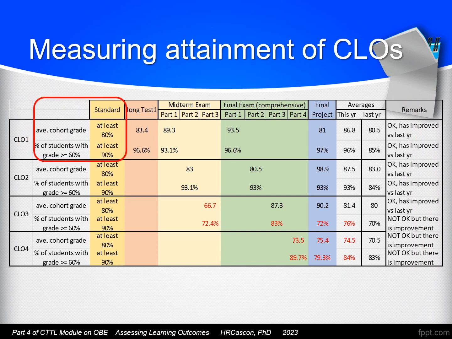We computed two parameters or metrics here. 1. The average grades of the class per summative assessment, and 2. The percentage of the class that attained a grade of at least 60%. We compared these computed values with our set standards. 1. At least 80% for average cohort grade, and 2. At least 90% of the students should have a grade of at least 60%.